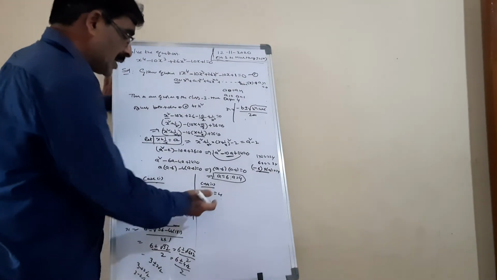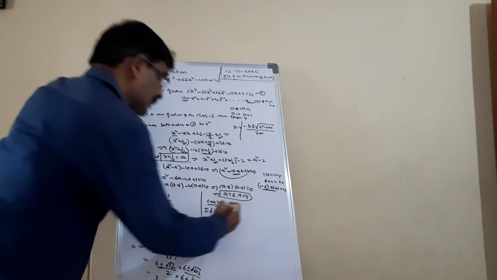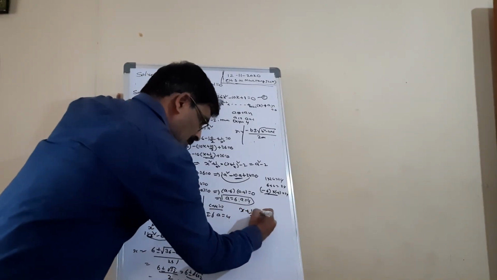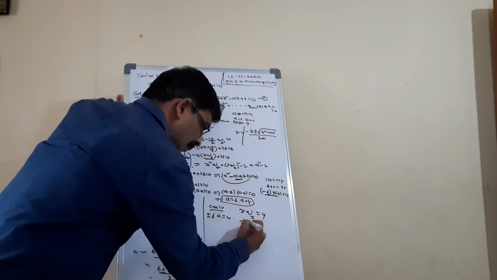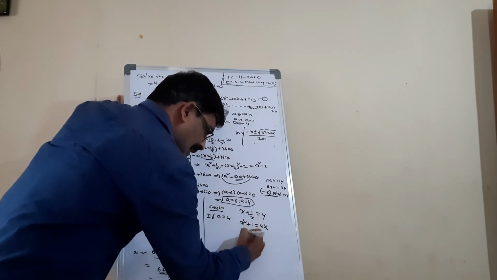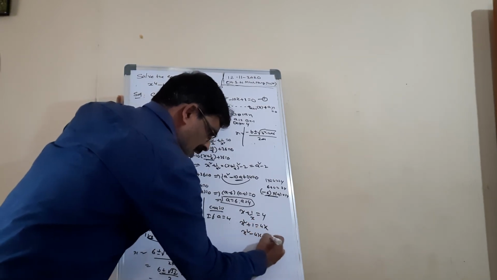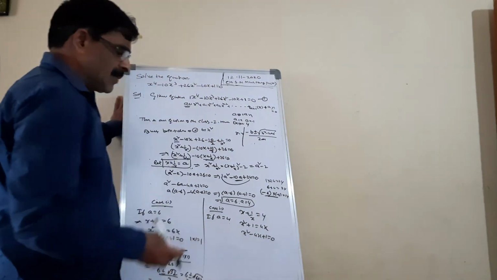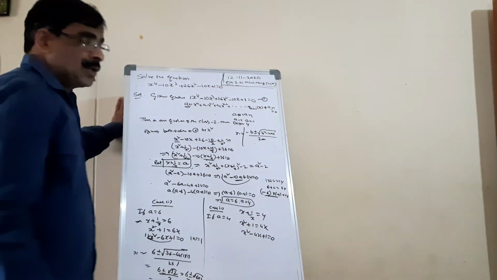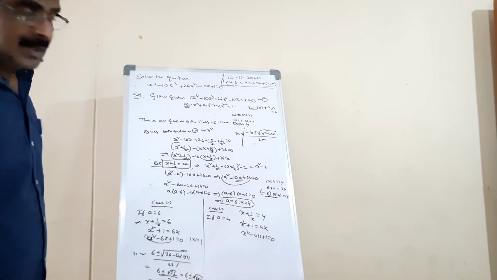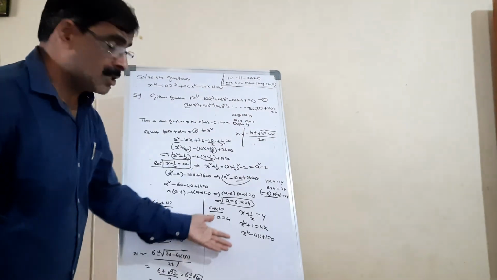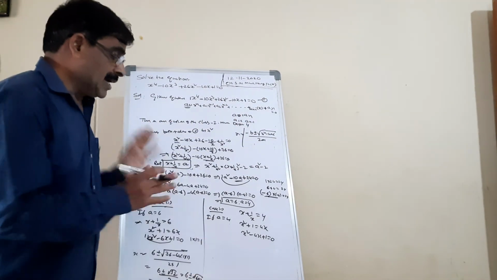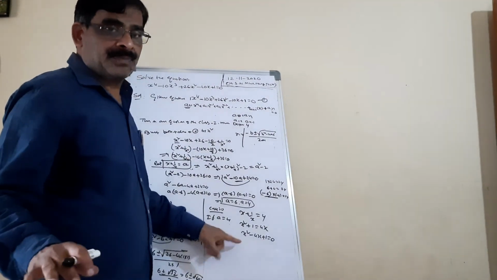Same procedure, a equal to 4. It means x plus 1 by x equal to 4. Again x square plus 1 equal to 4x. x square minus 4x plus 1 is equal to 0. Okay, you are very familiar with this one. Again, you apply the formula. Again, you will get 2 more roots. So, I will leave this one for your homework. You can get 2 roots.